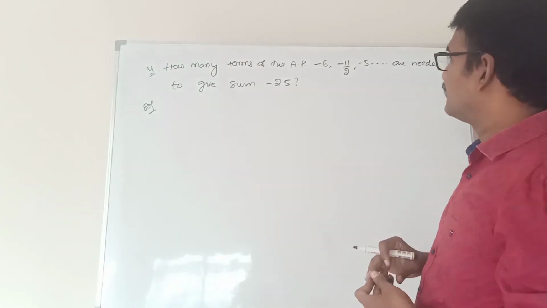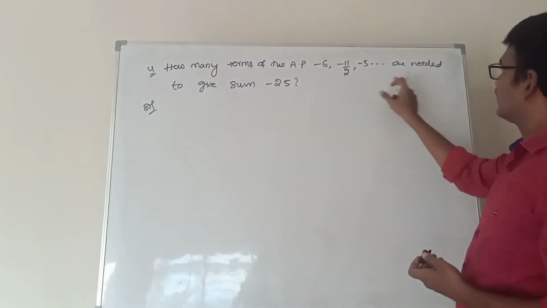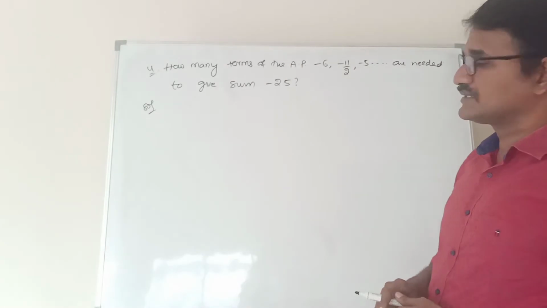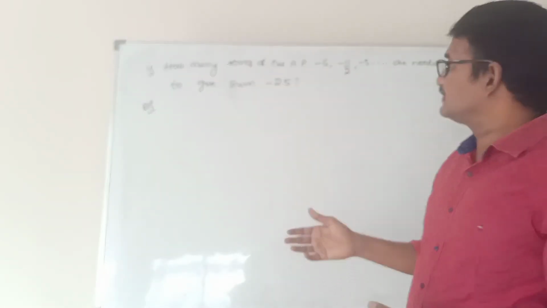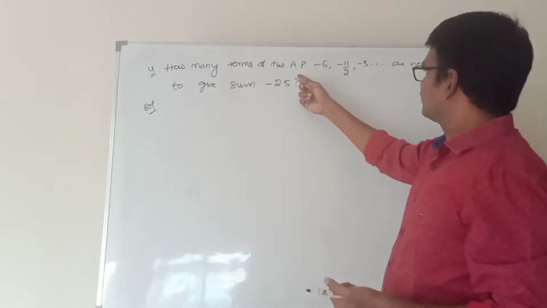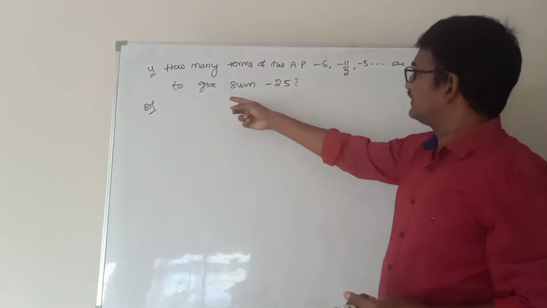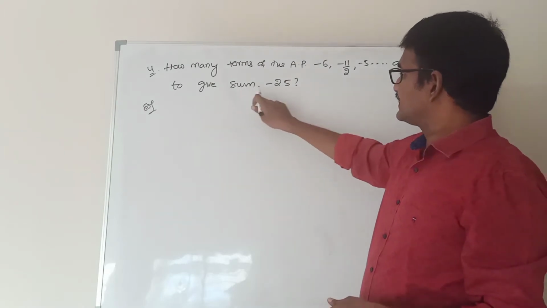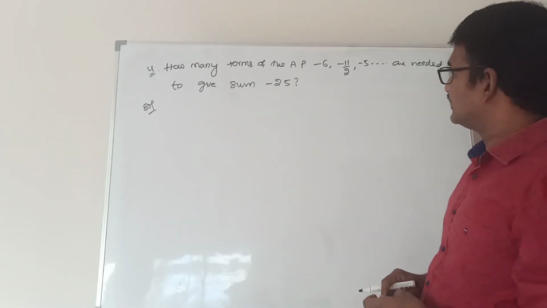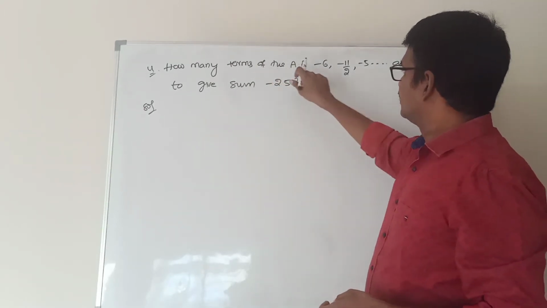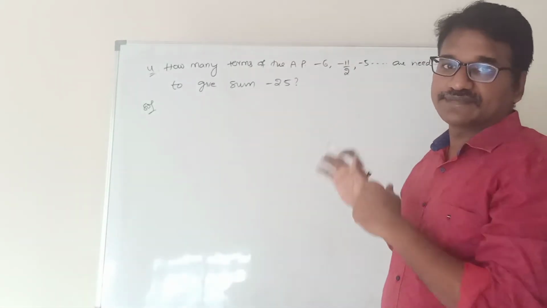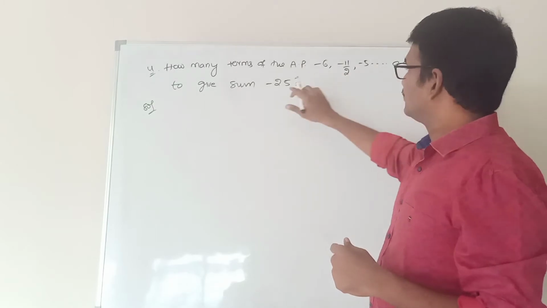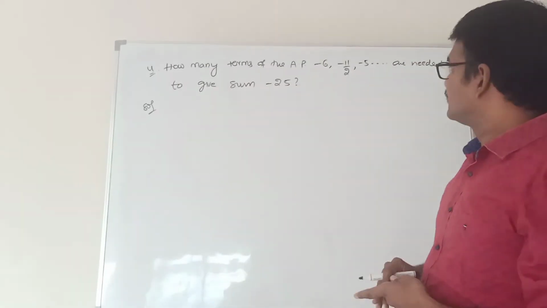Next, fourth problem. How many terms of the AP minus 6, minus 11 by 2, and so on are needed to give the sum minus 25? How many terms means what is the n value. If these numbers are in AP, how many terms are needed to add to get the sum of minus 25? The Sn value is given, minus 25.